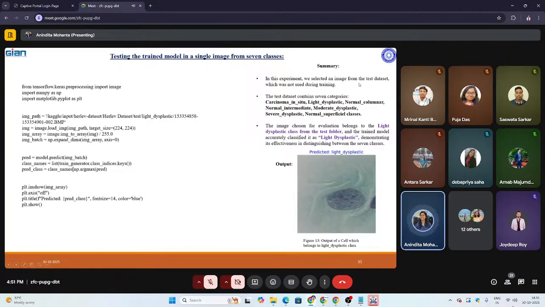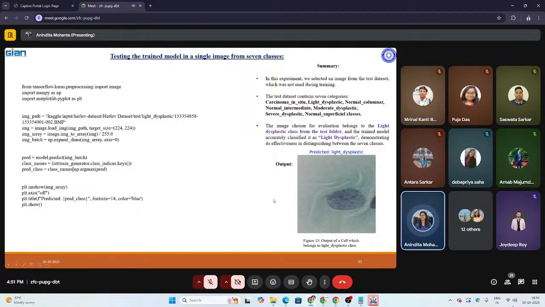In this experiment, we selected an image from the test dataset, which was not used during training. The test dataset includes these categories. The image chosen for evaluation belongs to the light dysplastic class from the test folder, and the trained model correctly classified it as light dysplastic, demonstrating its effectiveness in distinguishing the 7 classes.